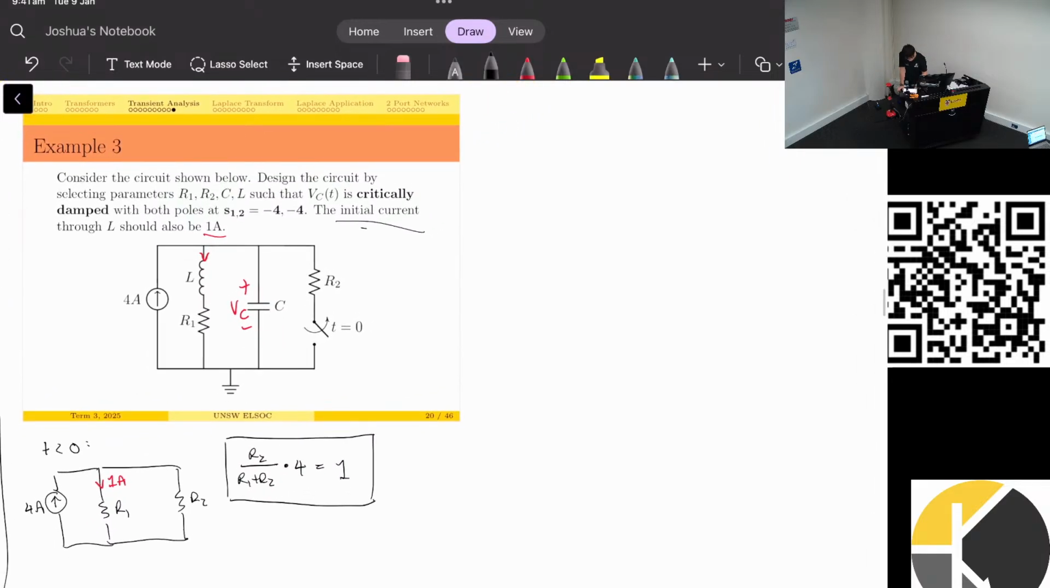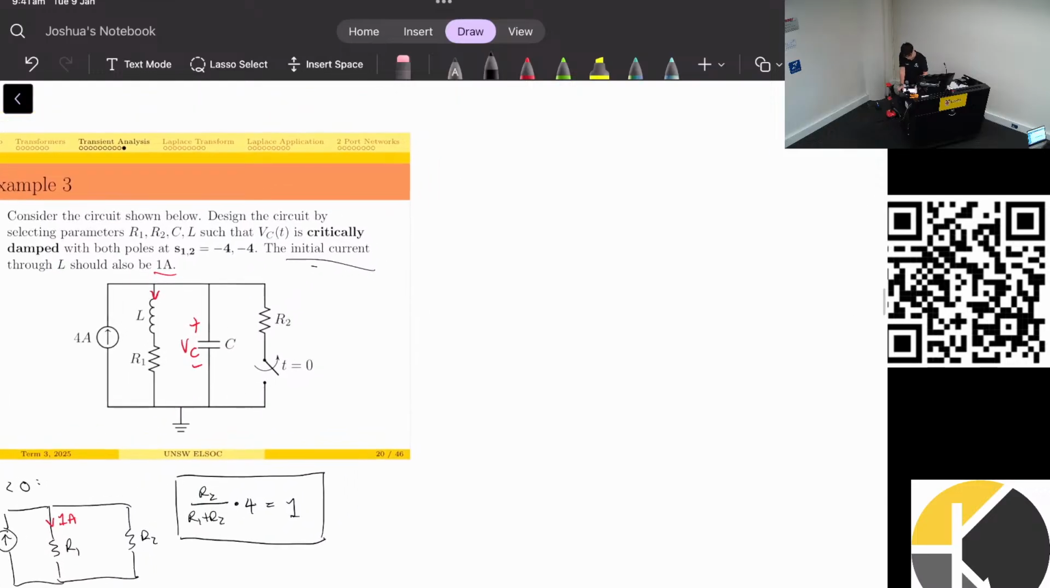So the next thing I'll do is find the differential equation of this system. We look at the system for t greater than 0. So what will this look like? This will look like current source, inductor, resistor, and capacitor.